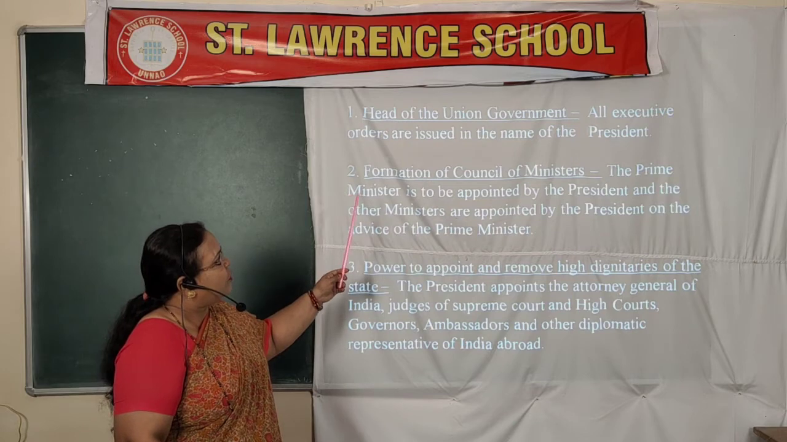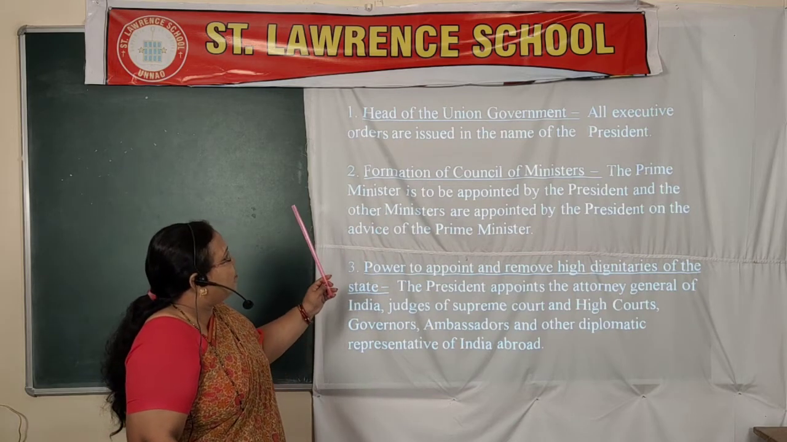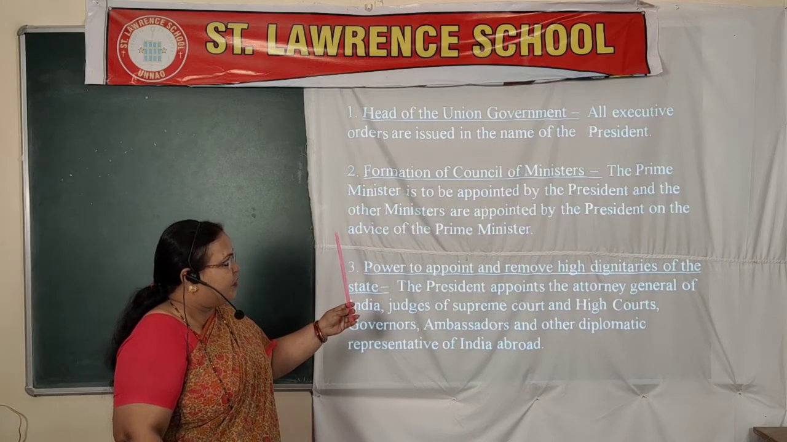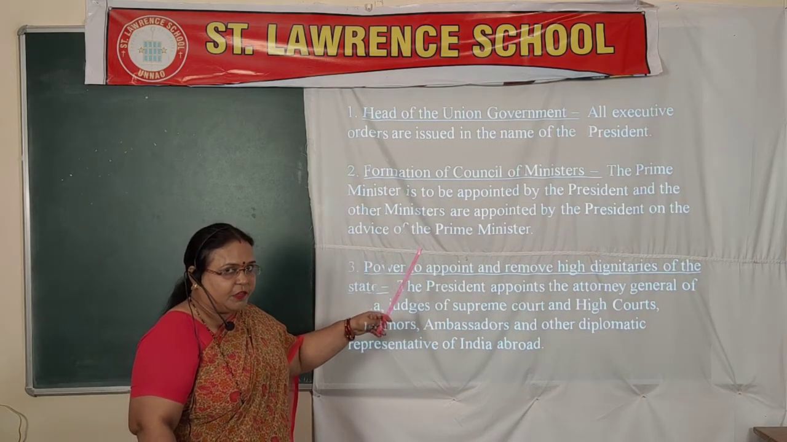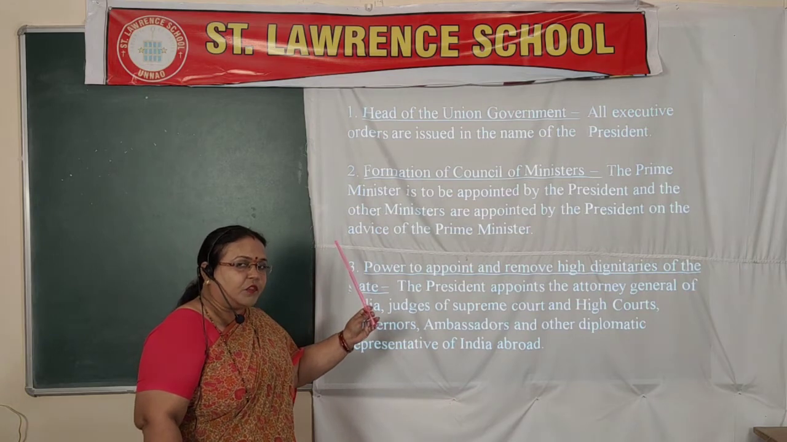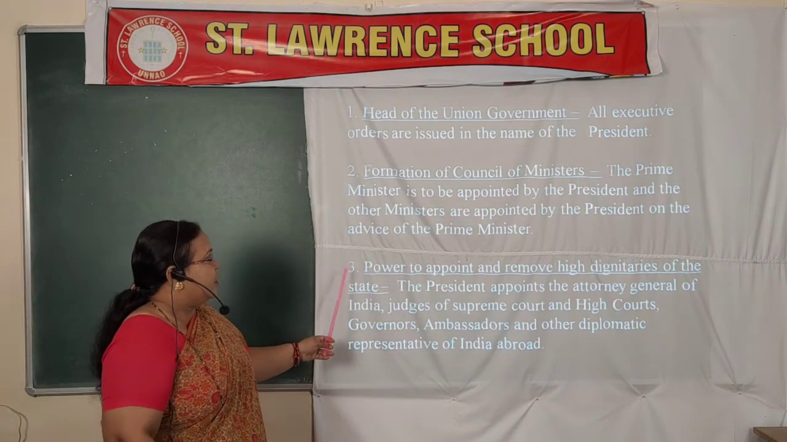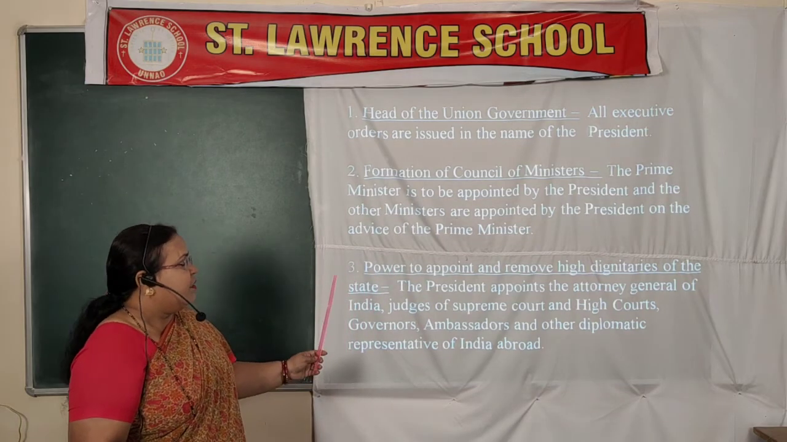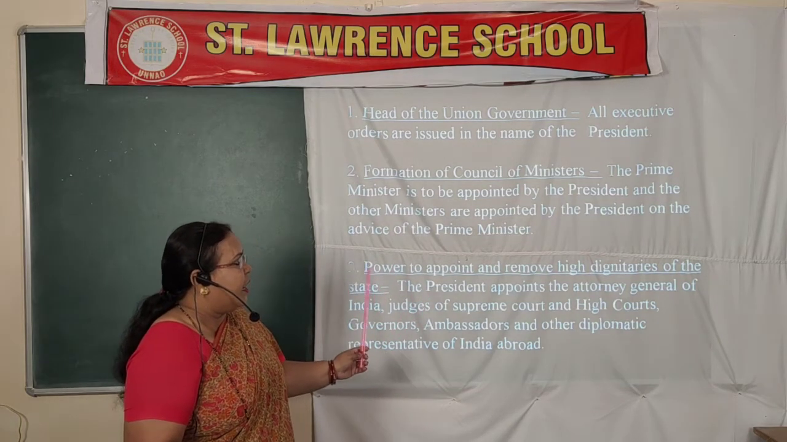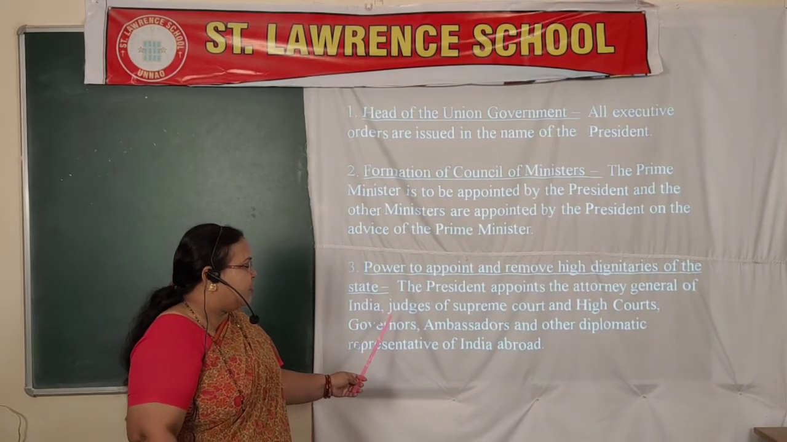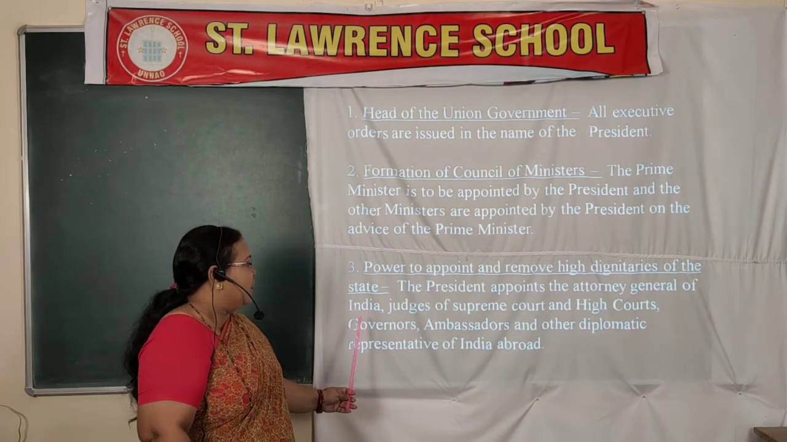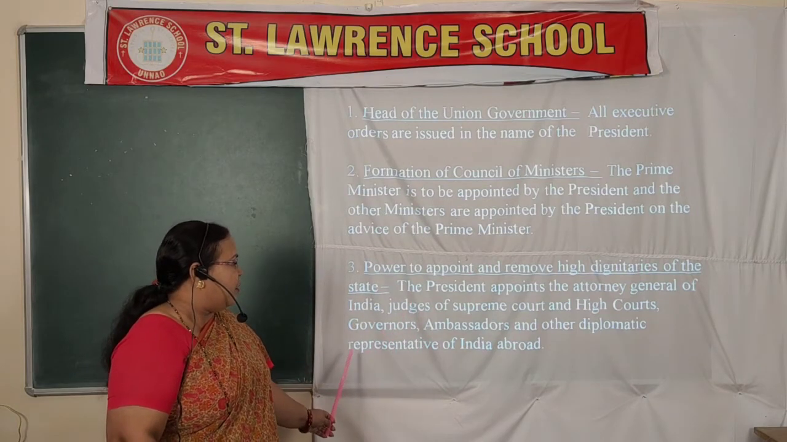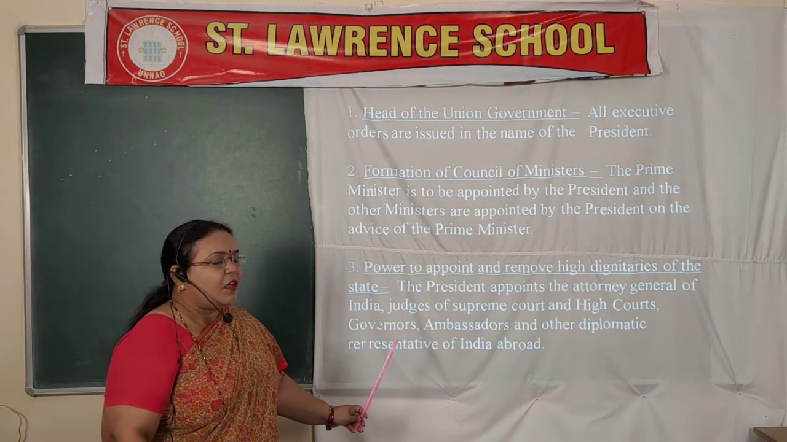Second, formation of Council of Ministers. The Prime Minister is to be appointed by the President and all the other ministers are appointed by the President on the advice of the Prime Minister. Third, power to appoint and remove high dignitaries of the state. The President appoints the Attorney General of India, judges of Supreme Court and High Courts, governors, ambassadors and other diplomatic representatives of India abroad.